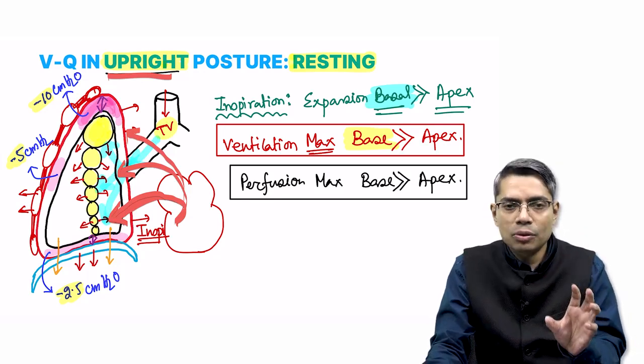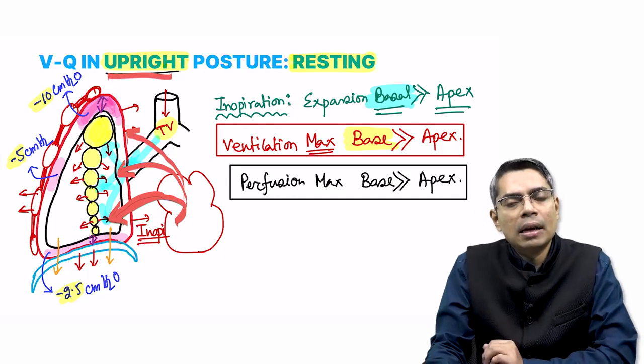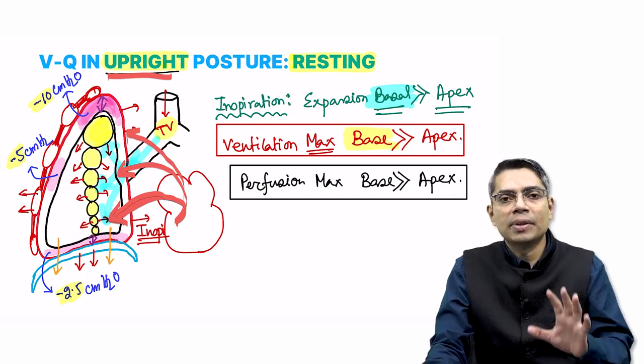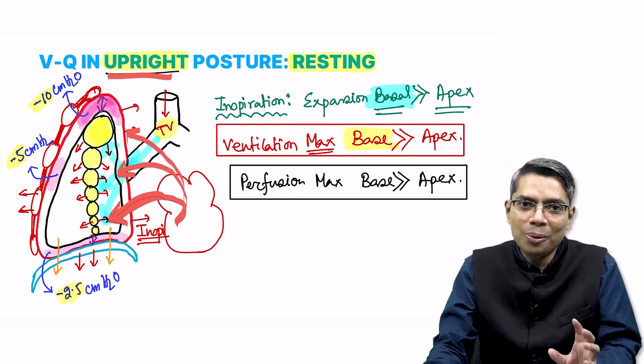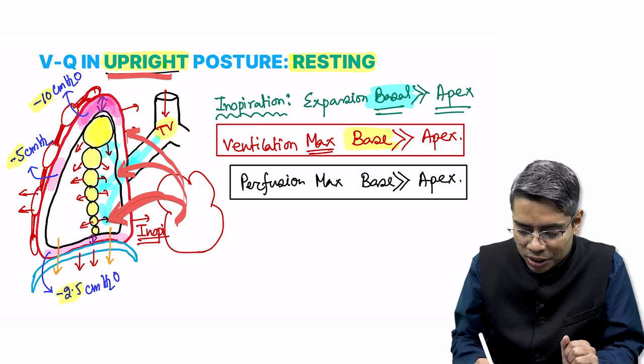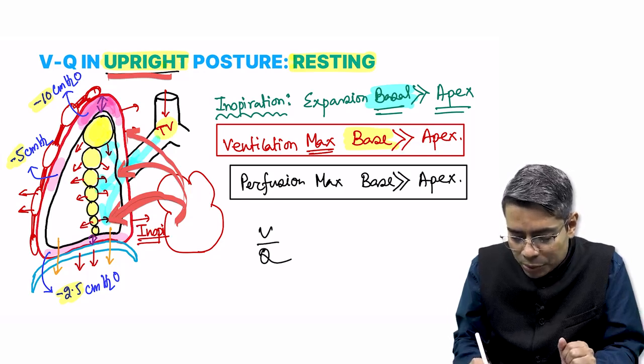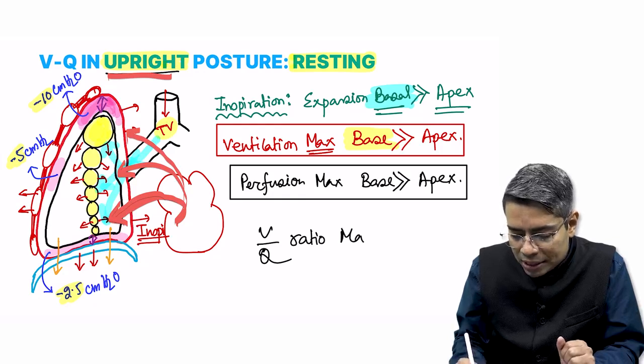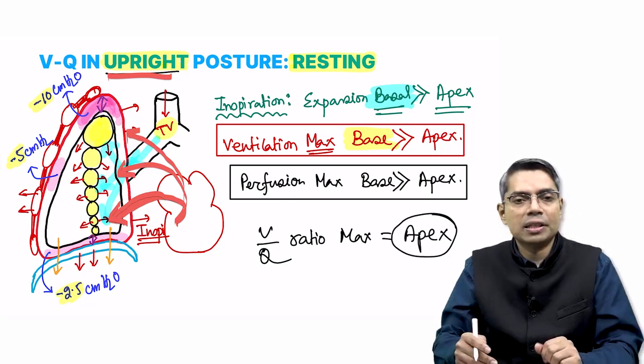The ventilation is also maximum in the base of the lung, and the perfusion is also maximum at the base of the lung. But you all know that even in the upright posture, if you calculate the ventilation perfusion ratio, the VQ ratio is maximum in which part of the lung? Apex of the lung. So now this changes everything.